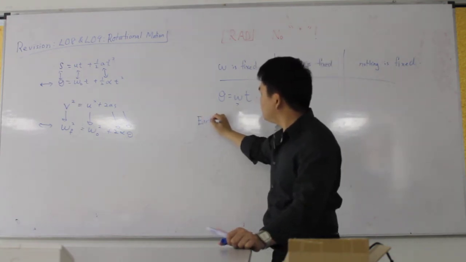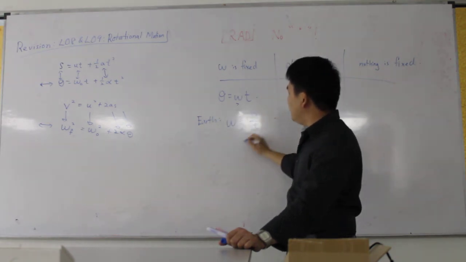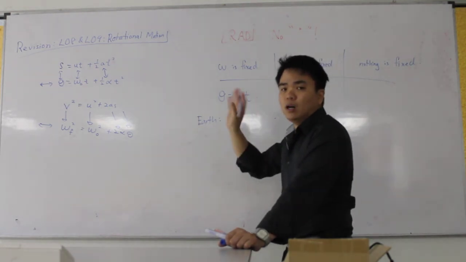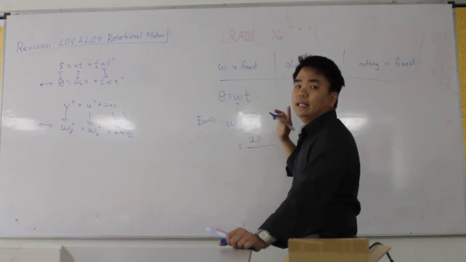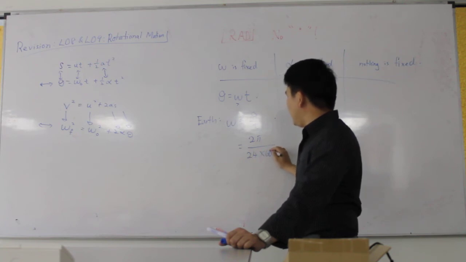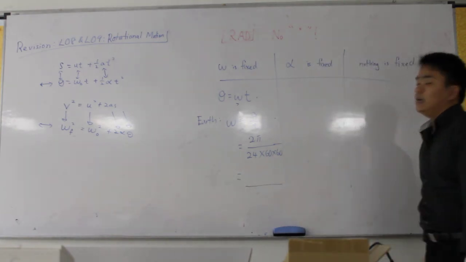omega equals theta over t. And the theta, you know that for Earth to make a full circle, one revolution, the theta it moves is 2 pi. And the time taken is 1 day, so 24 times 60 times 60. Okay, the answer. This is an example.